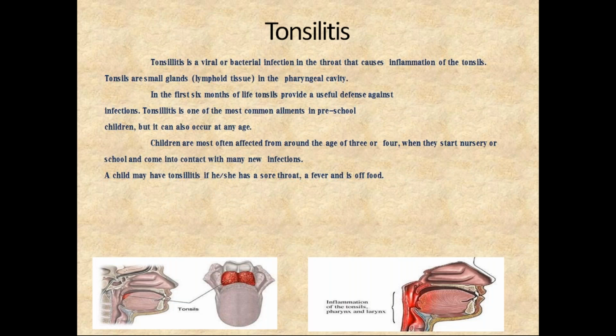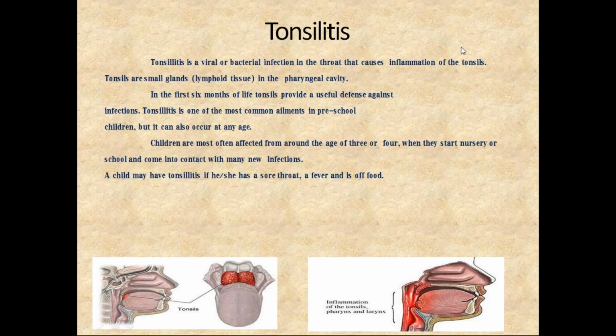Next one, tonsillitis. Tonsillitis is a viral or bacterial infection in the throat that causes infection of the tonsils. Tonsils are small glands in the pharyngeal area.